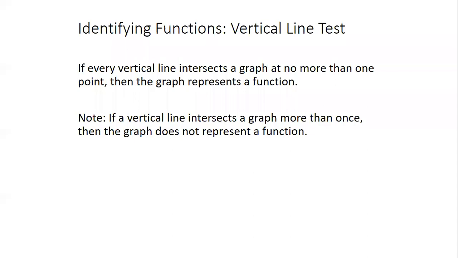All right, next part, vertical line test. If every vertical line intersects a graph at no more than 1 point, then the graph represents a function. So no more than 1 is a function. More than once, it does not represent a function. It's just a relation. Only a relation.